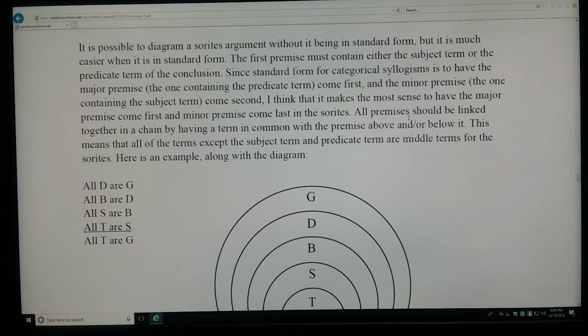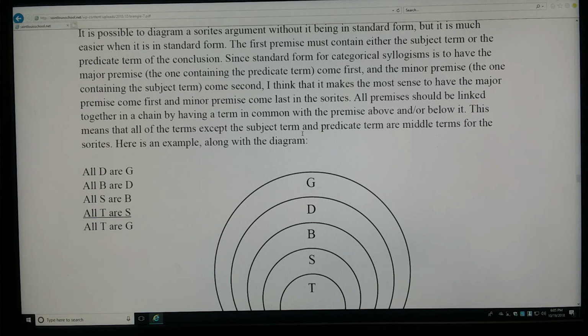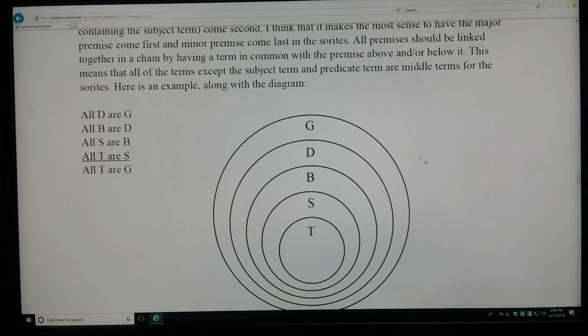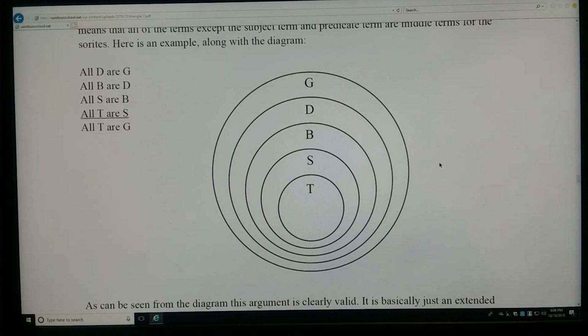And all premises need to be linked together in a chain by having a term in common with the premise that is above or below it. So this would mean essentially that all of the terms except the subject term and the predicate term are middle terms for the Sorites, and they link the subject term and the predicate term together. So here's an example along with the diagram.